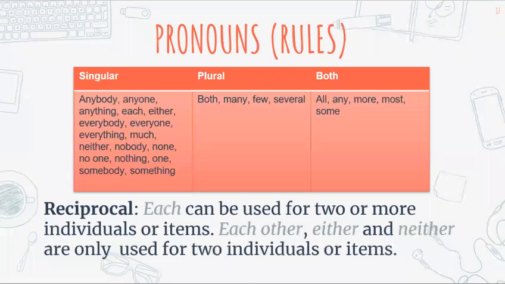So reciprocal pronouns. Each other can be used for two or more individuals or items. One another, either, and neither are only used for two individuals or items. So never use these things with more than two references in a sentence.